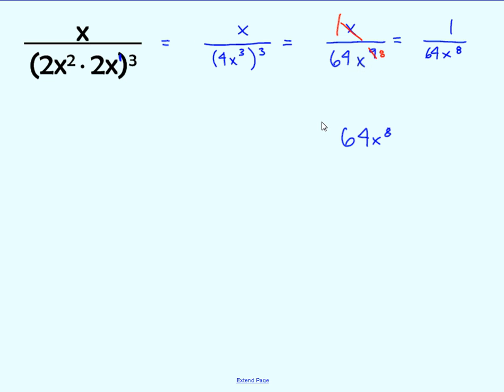Some of you, when you cancel everything out of the top, you say that this is 64x to the 8th, and that's your answer. Just keep in mind, if that was in the bottom of the fraction, then it would need to stay in the bottom of a fraction. These two are not the same thing. So make sure you keep track of where your answer should be. Should it be in the numerator or the denominator?